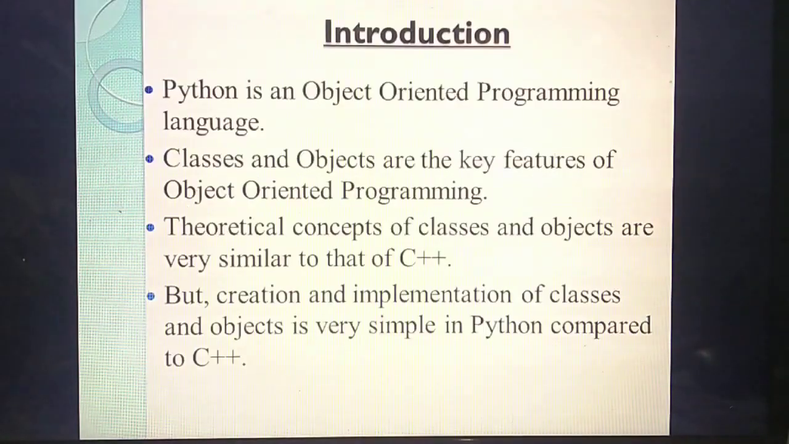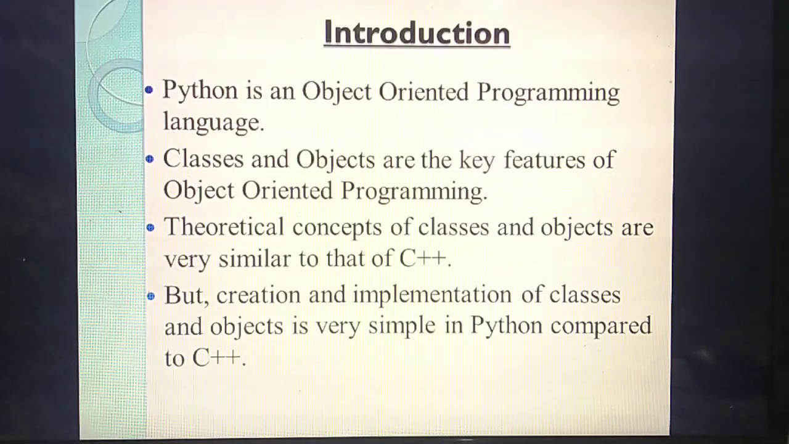Python is also an object oriented programming language. Last year we studied one programming language, which programming language did you study last year? C++, isn't it? C++ is also an object oriented programming language. Similarly, Python is also an object oriented programming language. In this way, we are saying Python is also an object oriented programming language.